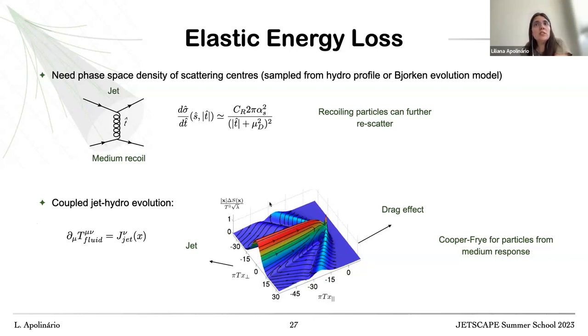In this case, what these models usually yield is some sort of picture, which I actually take from the hybrid model, in which you see the jets as a perturbation on top of your fluid. The effect you have is some sort of drag, with ripples in your medium, and then these positive perturbations can be transcribed, let's say, into particles using some sort of Cooper-Frye to account for this extra radiation as medium response, as part of your jet as well.